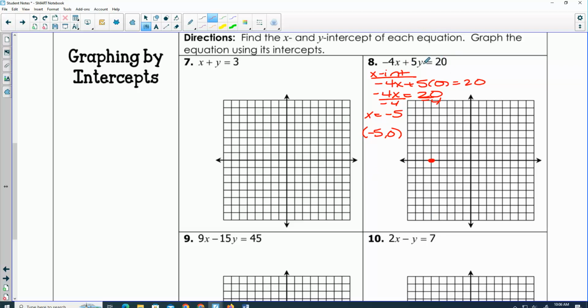So this line was written in standard form. It wouldn't have been easy just to graph it from the beginning. We'd have to change it to y equals mx plus b, but we could use those intercepts. Y-intercept, if you make your x 0. We get 5y equals 20. Divide by 5 and y is 4.